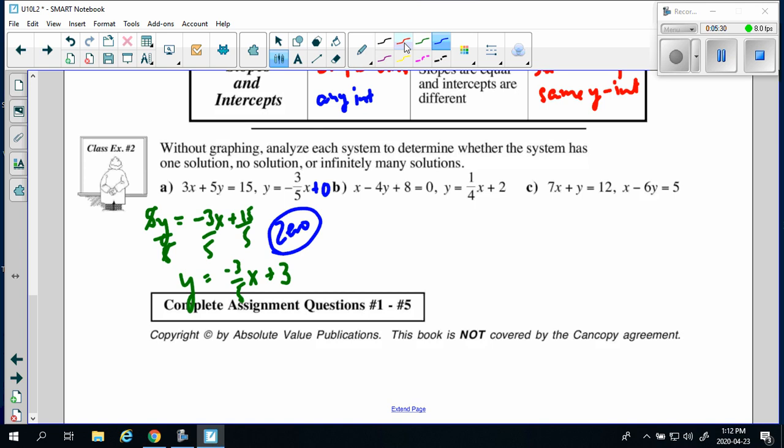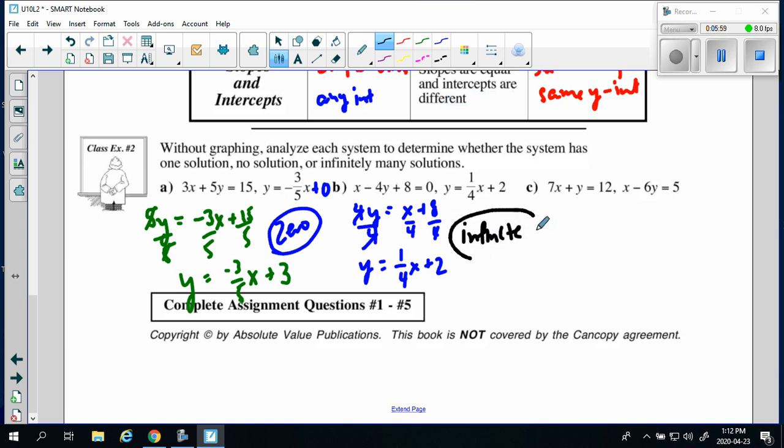We can do the same thing to the second one. So we can move everything over. So we have 4y is equal to x plus 8. And then we can divide everything by 4 to try and get it into slope-intercept form. And let's take a look at this one compared with this equation that is already in slope-intercept form. And they are the exact same line. So they would lie on top of each other, and they would have an infinite number of solutions.